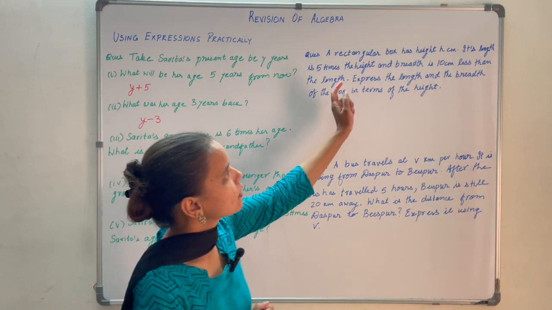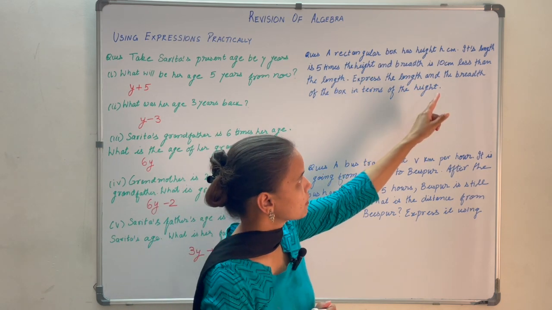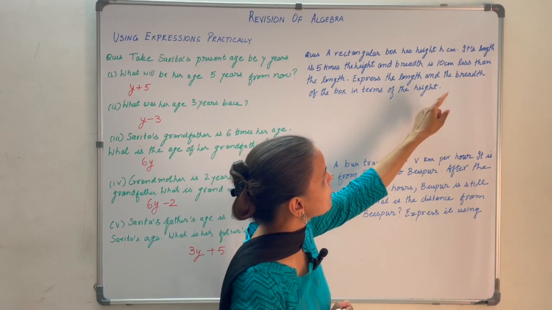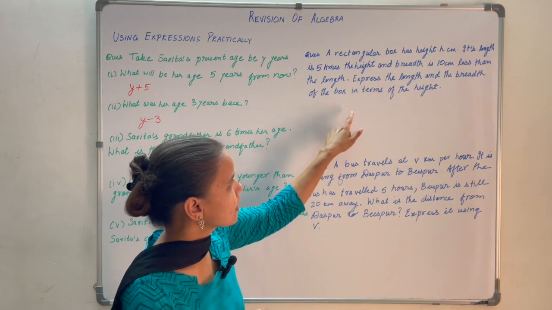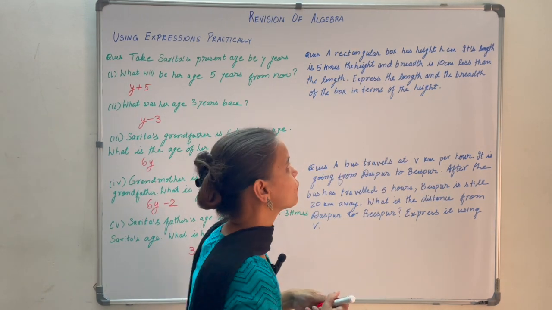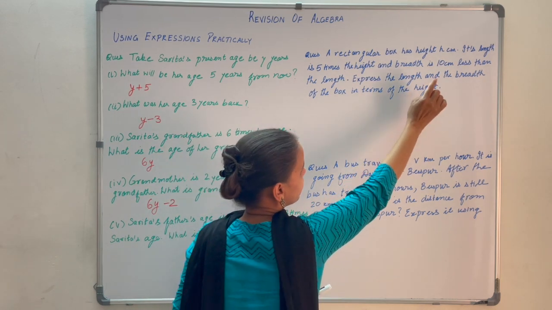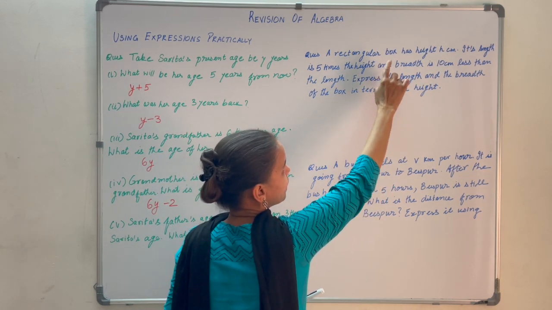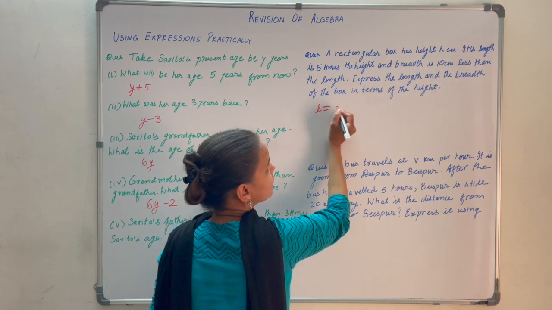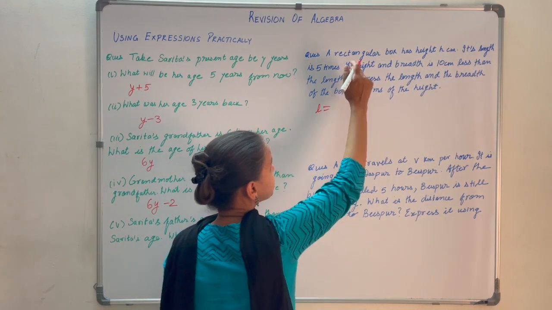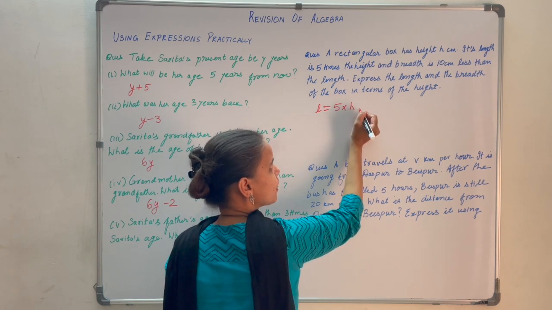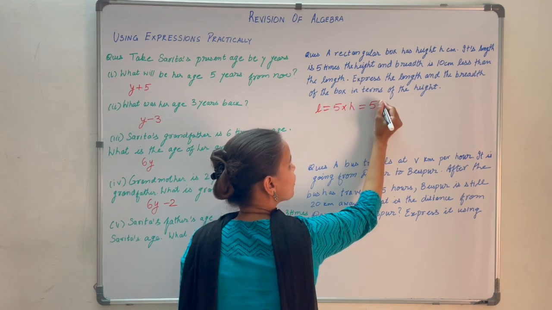Now, a rectangular box has a height 8 centimeter. Its length is 5 times the height and breadth is 10 centimeter less than the length. Express the length and the breadth of the box in terms of the height. So you have to express length and breadth both in terms of height. How much is the height? h. So length, what does it say? Its length is 5 times the height. That is 5 into h. That is nothing but 5h.